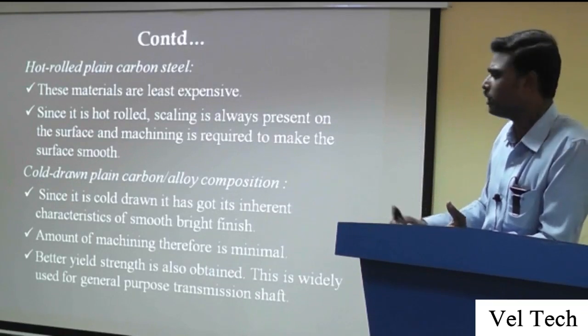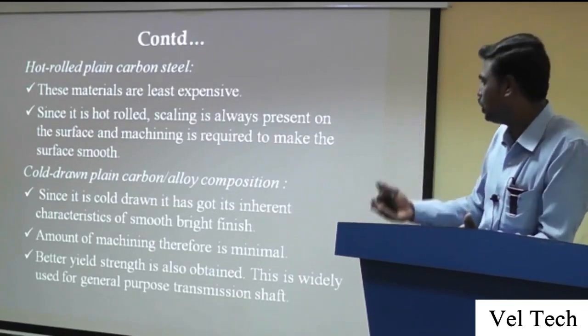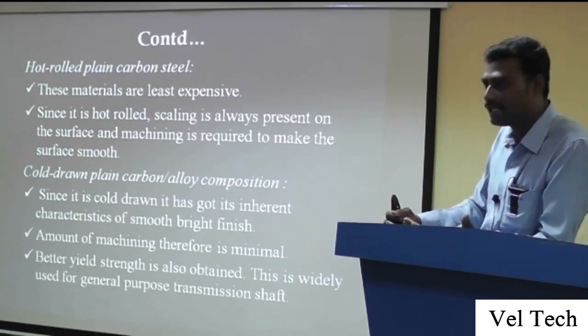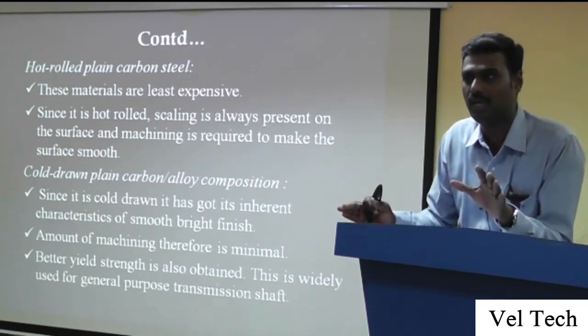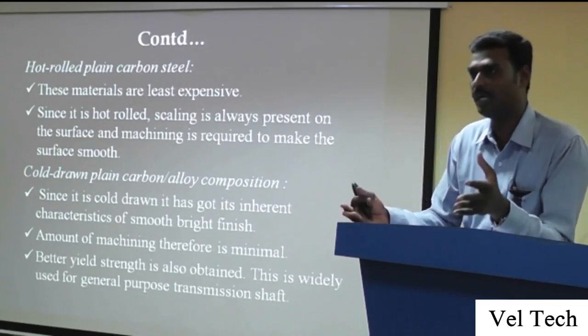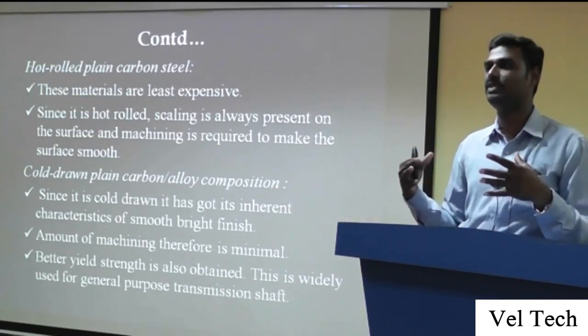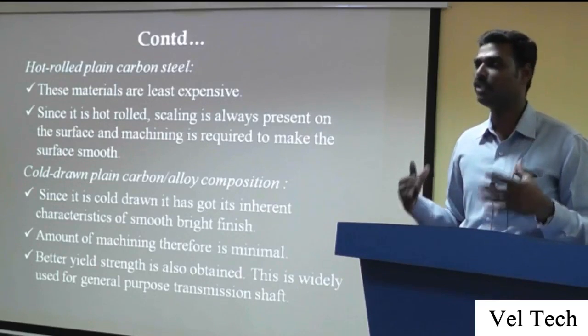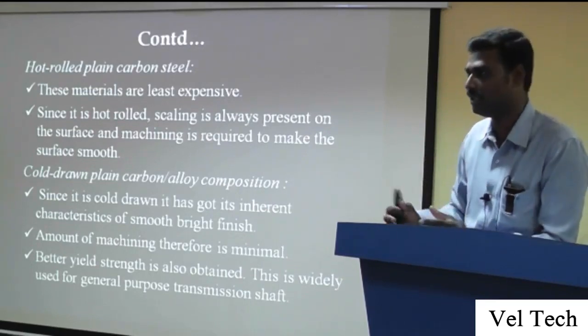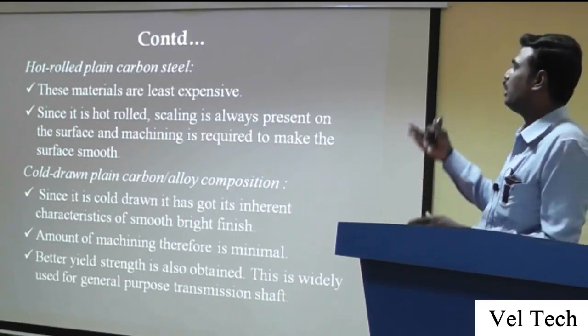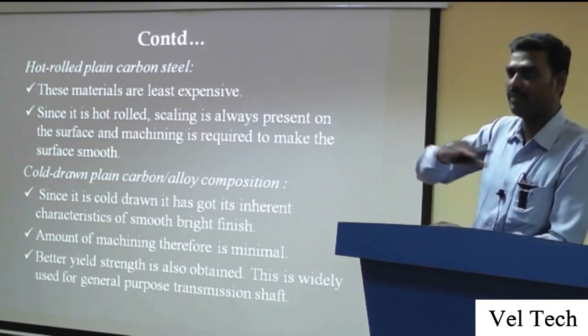For example, if the shaft is made by hot rolling process and the surfaces are not good enough, what do we have to do? It recommends some good finishing operations. If we do the manufacturing process by using cold rolling, what is the advantage? We have better surface finish. And the second one is that the amount of machining is minimal. It is obvious, because we have better surface finish.